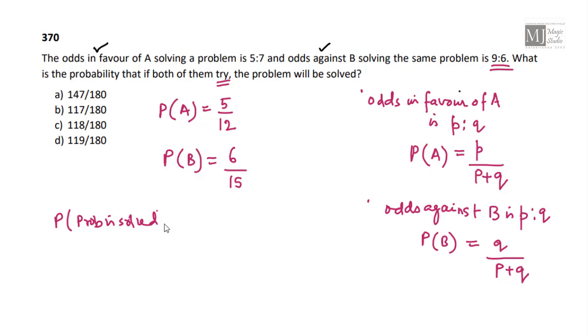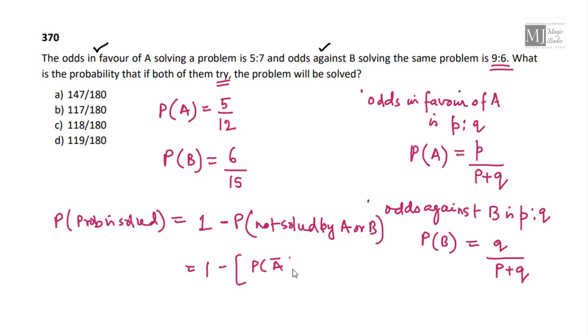Probability that problem is solved is given by, in this case, 1 minus probability not solved by either A or B. And these are independent events because A and B are performing an experiment independently by their own. So this would be 1 minus probability of A complement, which means that probability of A not solving the question, into probability of B complement, which means B not able to solve the question's probability.